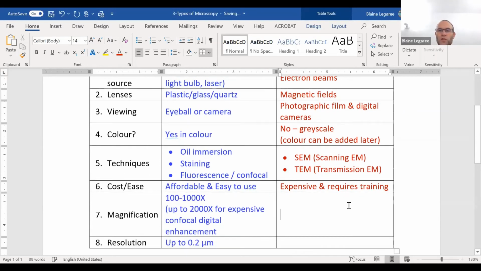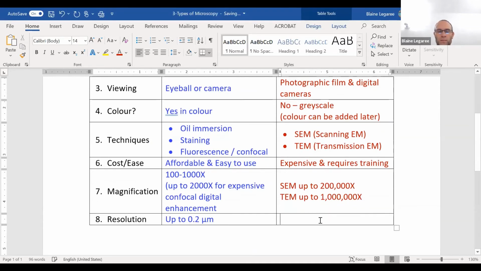Okay, magnification. So SEM, I'm just trying to remember the values here. SEM is up to about 200,000 times. And TEM is up to about 1,000,000 times. So we can really magnify our specimens to an incredible amount.